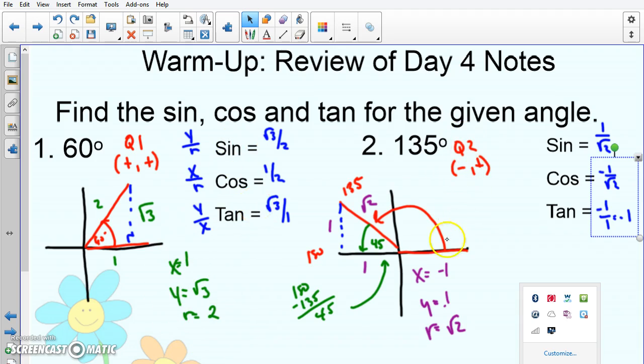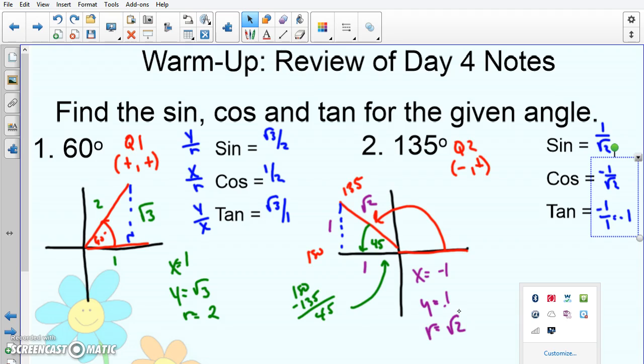The second one, 135, falls in quadrant 2, so we make a sketch of it. The signs for x and y would be negative and positive. We draw our triangle, so we now have to find the angle in the corner. It's always the difference between where the angle stops and the x-axis. So I subtracted 180 minus 135, which gave me 45. The 45 triangles are always labeled the same way: 1, 1, and radical 2. Again, x comes from the number on the x-axis, and it's negative in quadrant 2. The y is the number on the vertical side, and r is the hypotenuse. Then we can plug it in to get our trig functions.